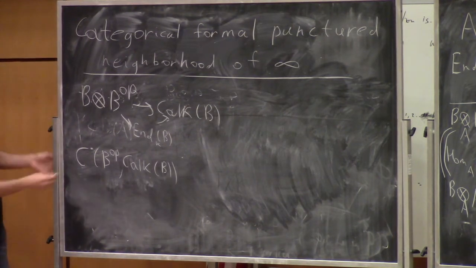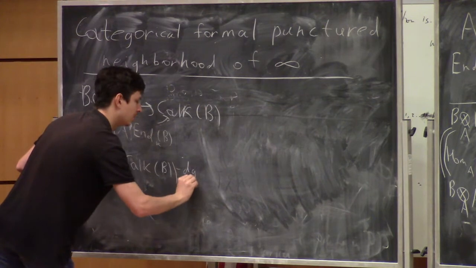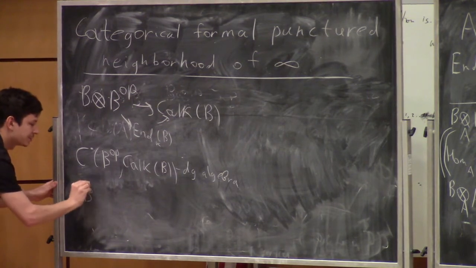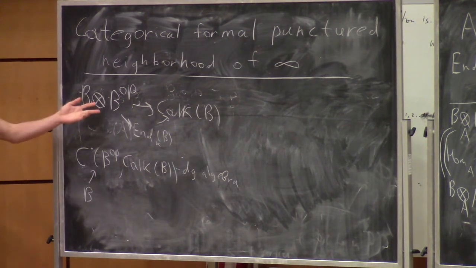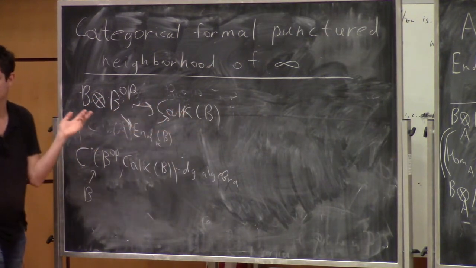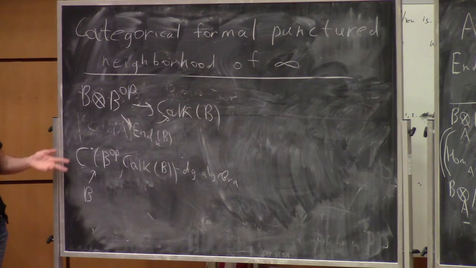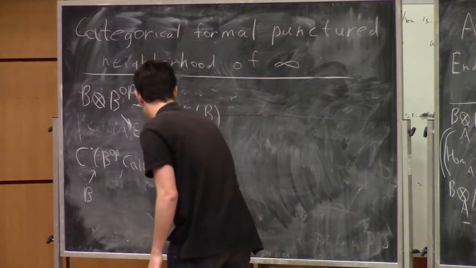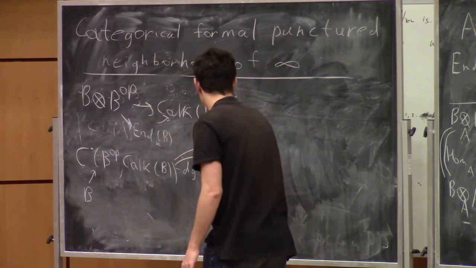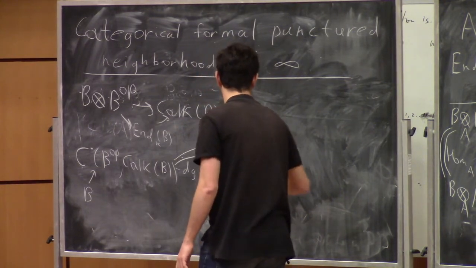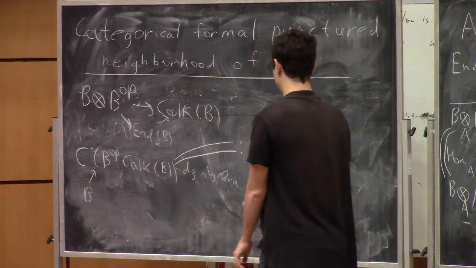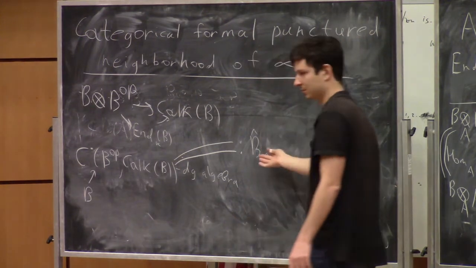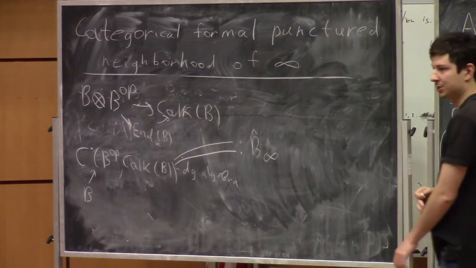And in such a situation, this guy is a DG algebra. And B naturally maps to this DG algebra because the actions of B and B opposite on this guy commute. So we have a natural morphism from B to here. Just by definition, this guy is the formal punctured neighborhood at infinity of B. From what I explained, it essentially follows that in the geometric case, this agrees with the geometric formal punctured neighborhood.